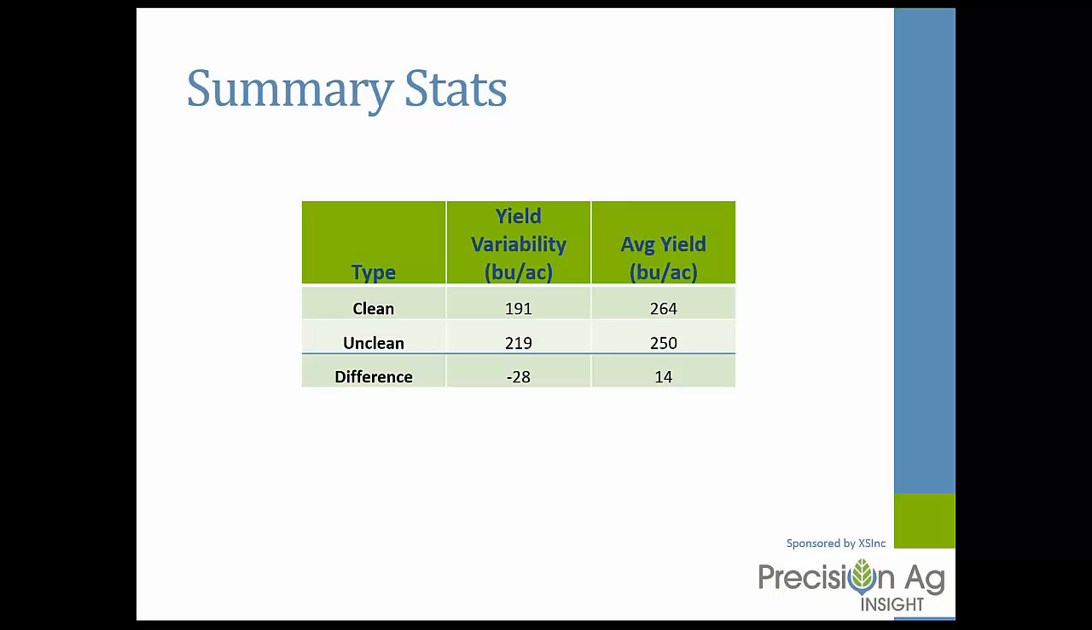This is not necessarily surprising, because we are removing a lot of those low yielding points and the high yielding points, so nothing surprising there. And actually, the average yield of 264 bushels per acre with the clean data was right on with the scale tickets at the end of harvest. By cleaning that data, we are getting the actual field yield from that field.